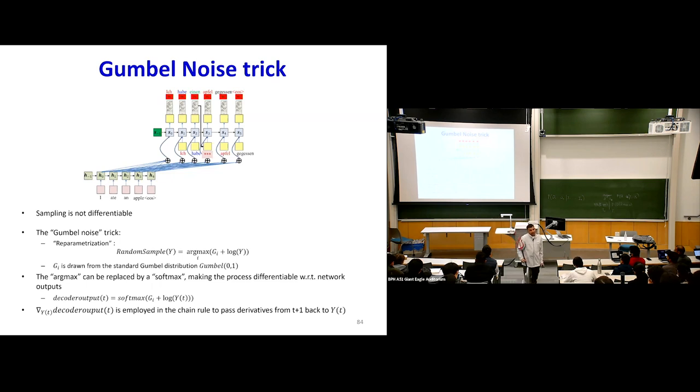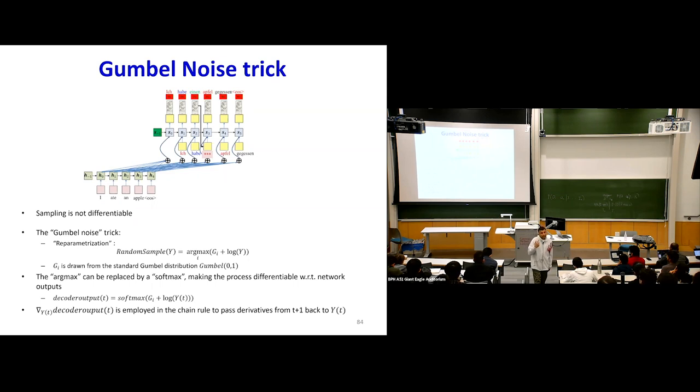It turns out that randomly drawing a sample from a multinomial, from a categorical distribution, is the same as adding the log probabilities to random samples drawn from something called a Gumbel distribution, and then picking the max. So you converted the problem of picking a random sample to the problem of picking a max, because of the equivalence between drawing a random sample from a distribution and picking the max from a collection of Gumbel samples drawn from a Gumbel distribution to which the log probabilities have been added.